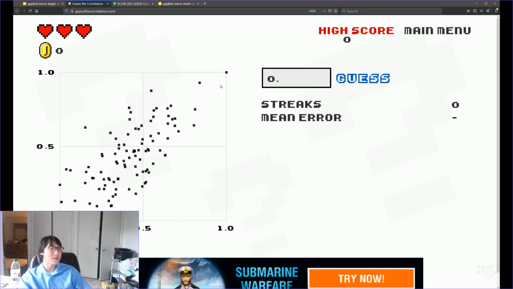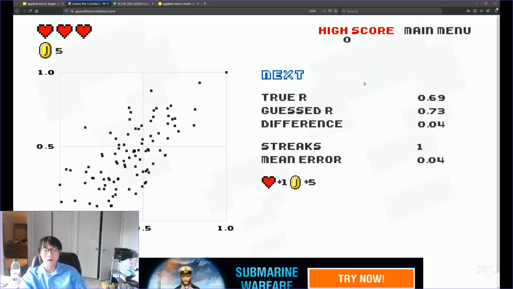Okay, so if the dots are just sort of like a big cloud, they don't really obey much of a line at all, the correlation is going to be lower. And if the dots are all falling on a single line, the correlation is going to be high. So for this one, I don't know. I'm going to guess 0.73. Okay, let's see if I was right.